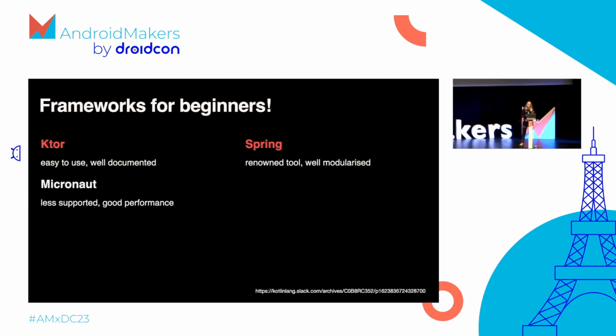Micronaut is a Kotlin-compatible framework. It's less supported than Spring, but it's rumored to perform better and have shorter startup times thanks to its reimagined memory consumption concept.